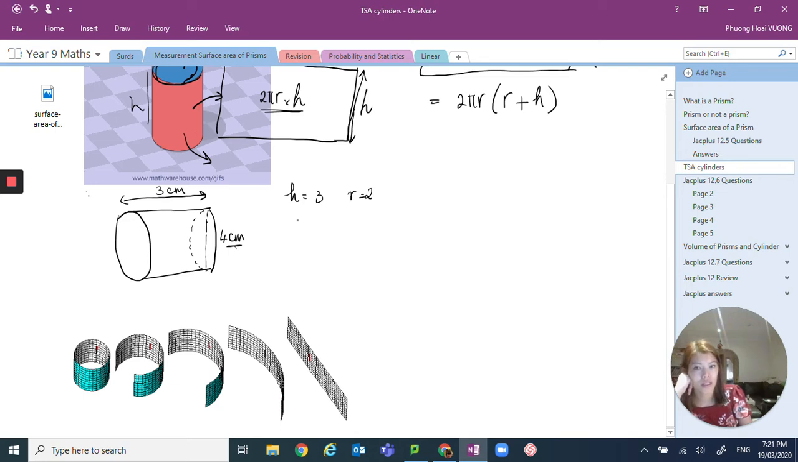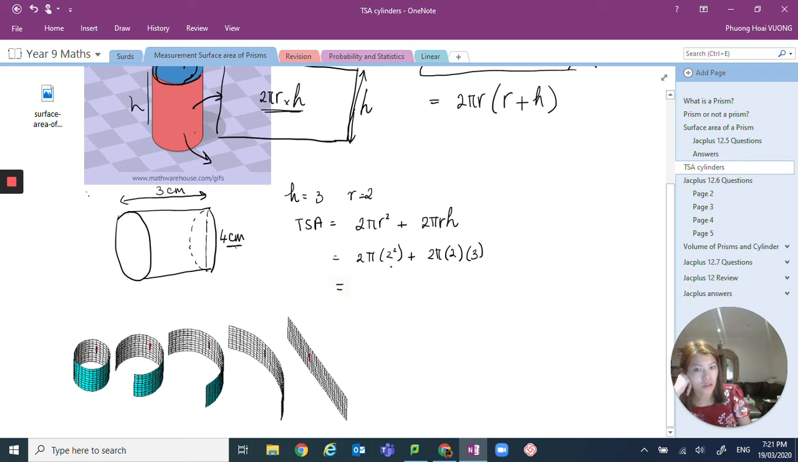So we're going to plug in the total surface area of a cylinder formula, which was 2 little circles, 2 pi r squared, plus the rectangle made out of the circumference, 2 pi r, times h. So let's plug in all our numbers. We have 2 pi times r, which is 2 squared, plus 2 pi r, which is 2, h, which is 3. And we simply multiply across.